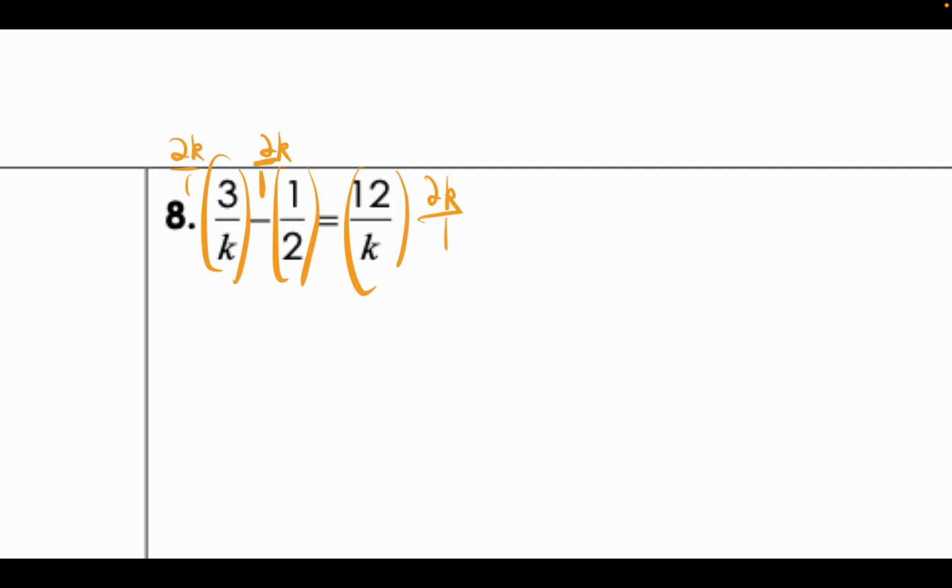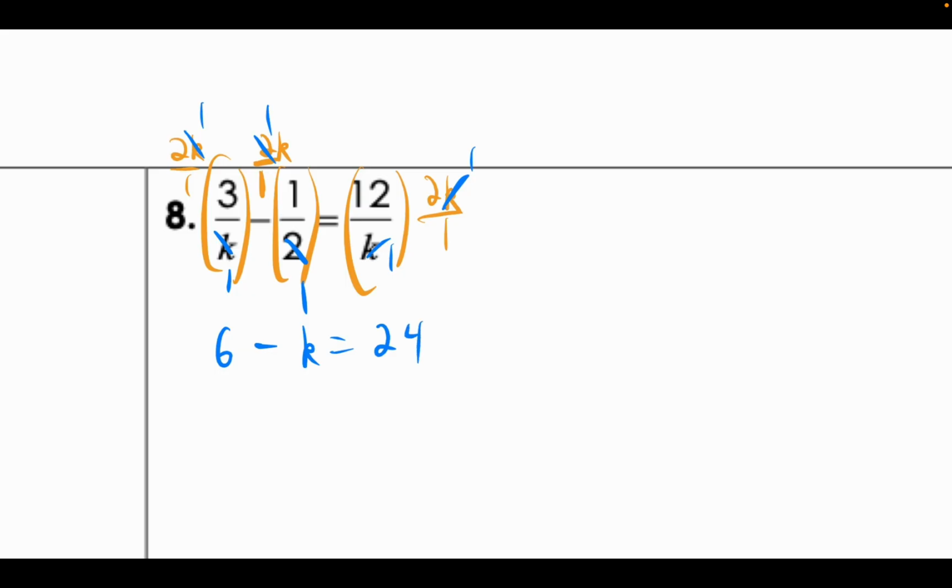So this first fraction on the left-hand side, k and k reduce to 1, and I get 2 times 3, which is 6. The second fraction, 2 and 2 reduce to 1, and I get k times 1. So I have this minus still, and then k. The far right-hand fraction, on the right-hand side of the equal sign, the k and k reduce to 1, and I get 12 times 2, which is 24.